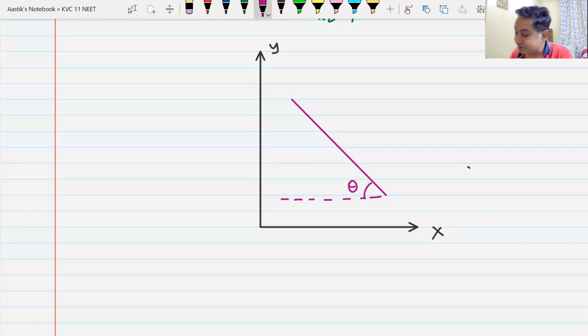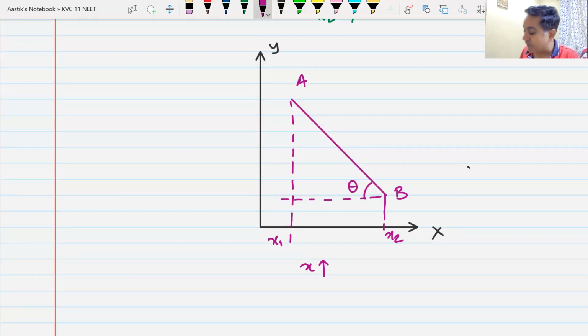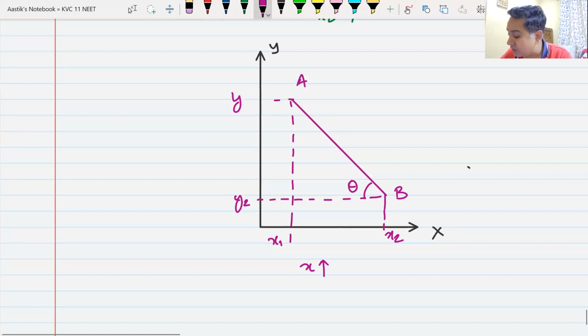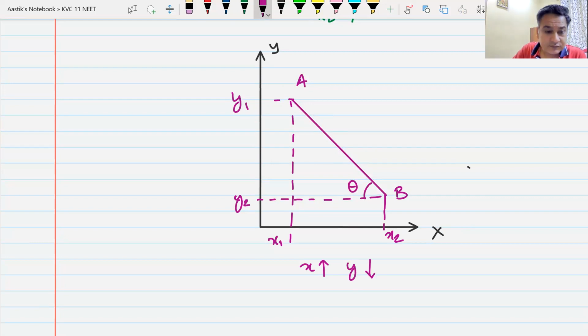Do we understand this? If I go from A to B, here it is x1, here it is x2. If I go from A to B, the value of x increases. But see beta, what happens to the value of y? The value of y decreases. Such lines are known as lines with negative slope.